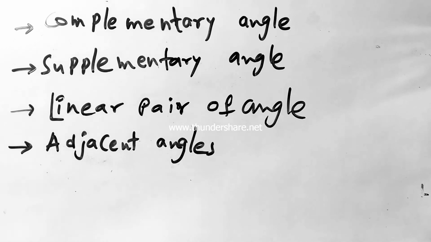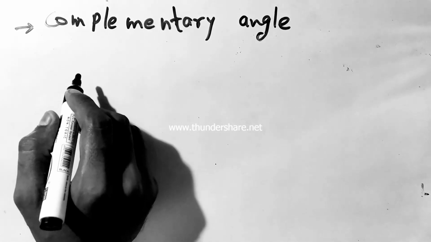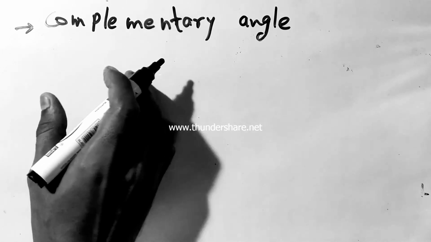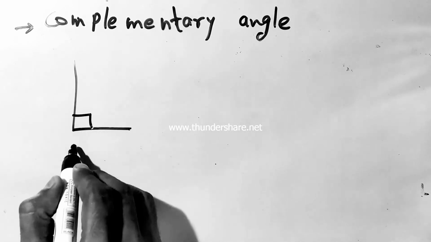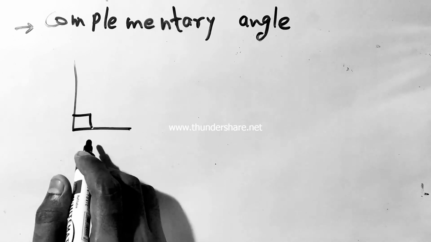These are the types of angles: complementary angle, supplementary angle, linear pair of angles, adjacent angles. Don't get confused, these are all angles. The name itself indicates what kind of angle it is. So complementary: if the sum of two angles makes 90 degrees, then they are called complementary angles. This is 90 degrees, a right angle, and we also come across right angles in triangles.